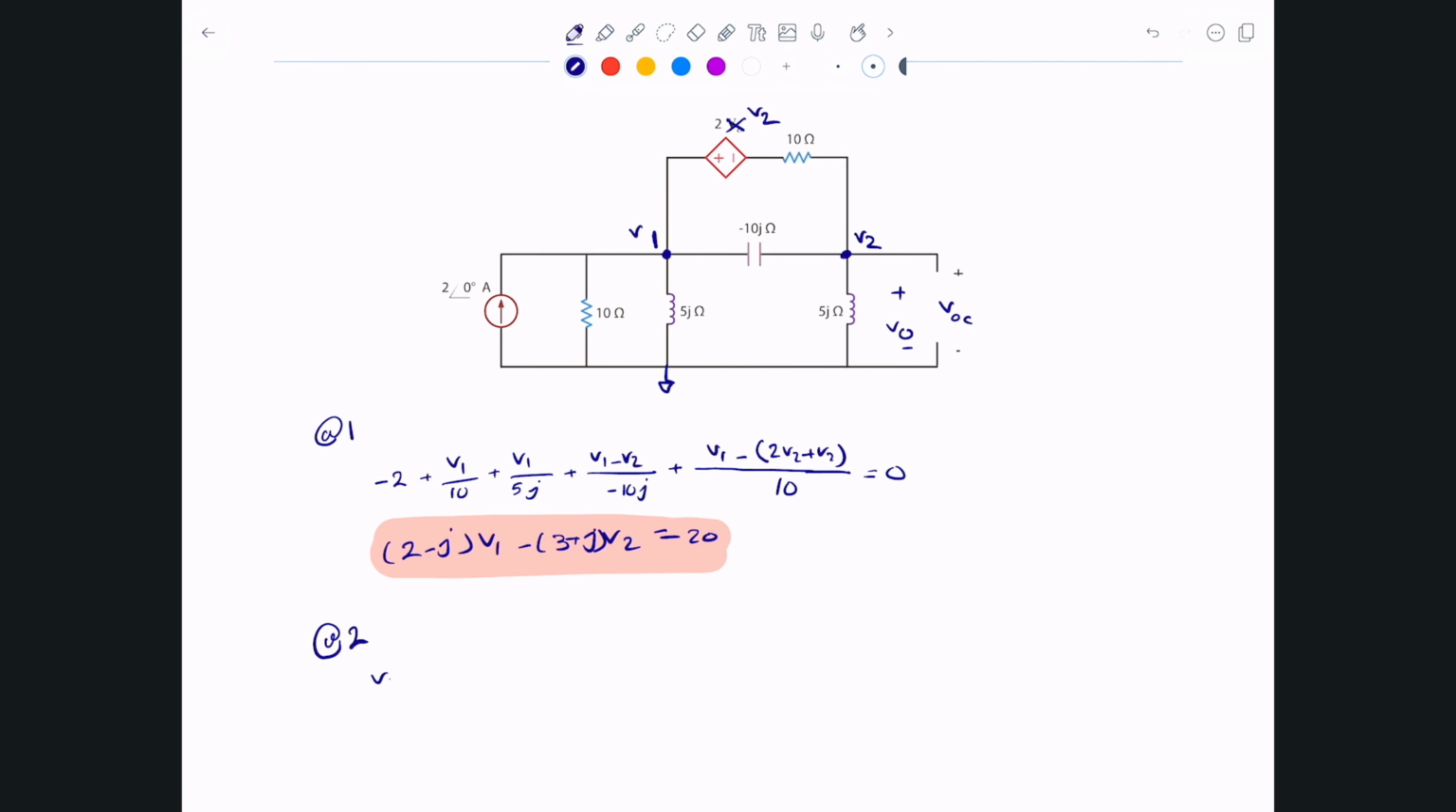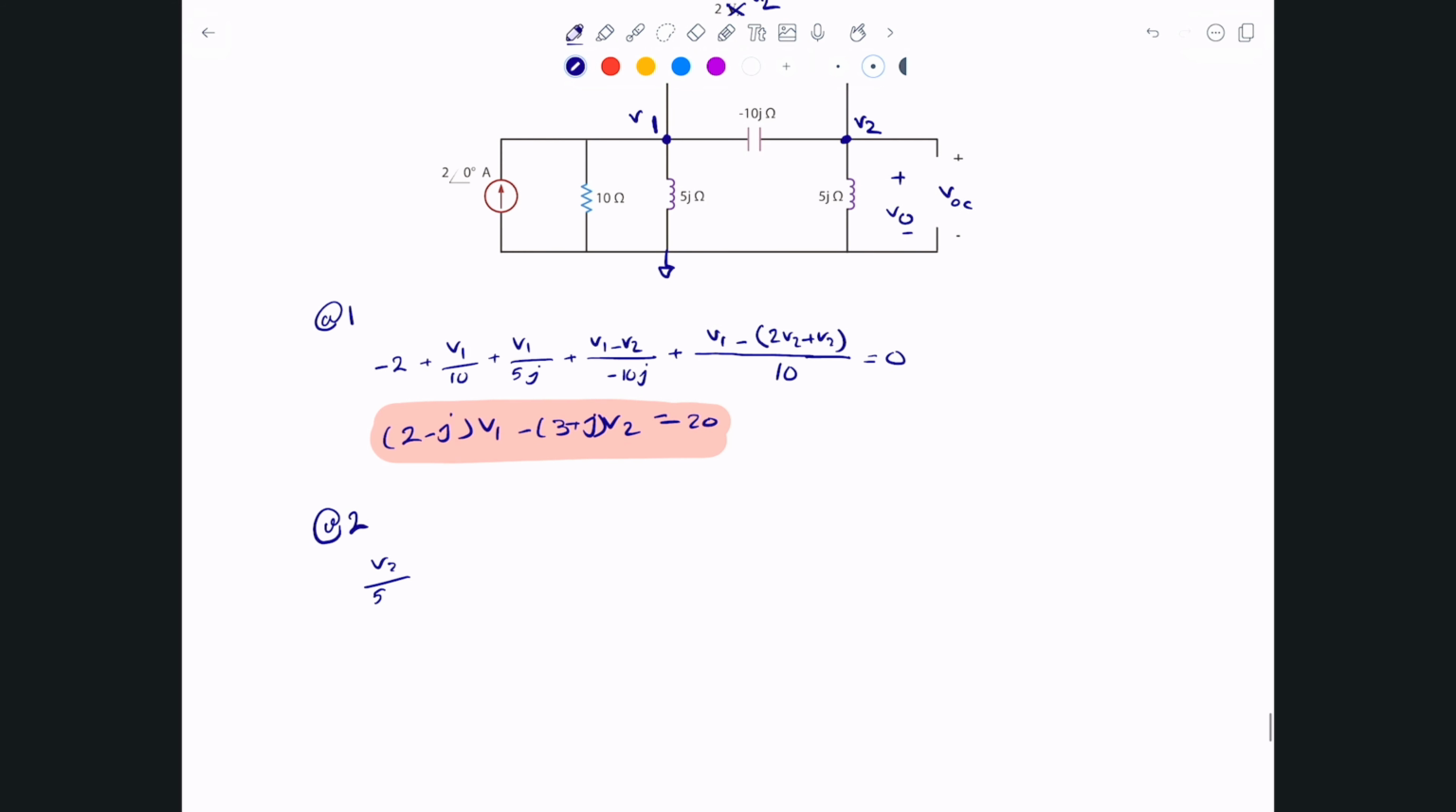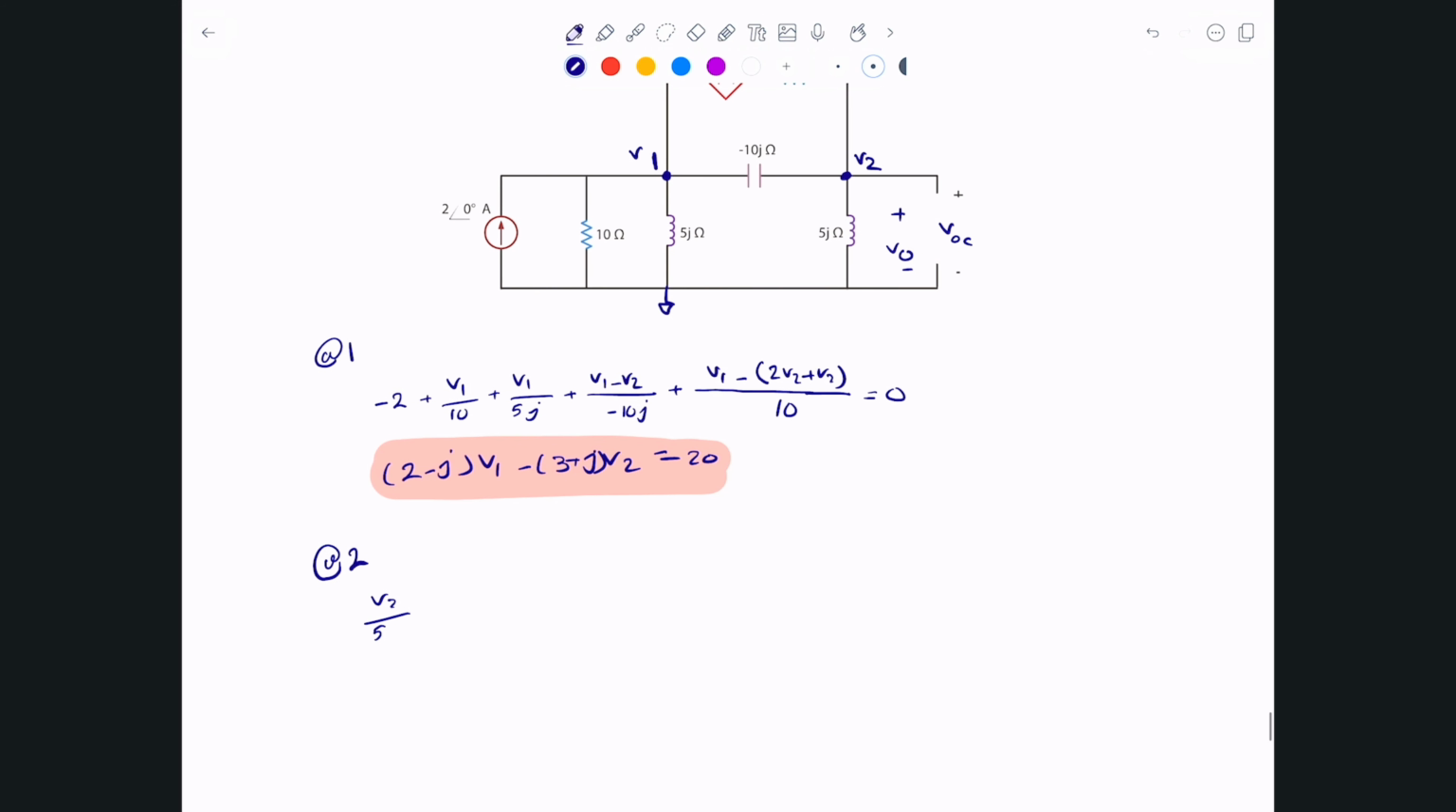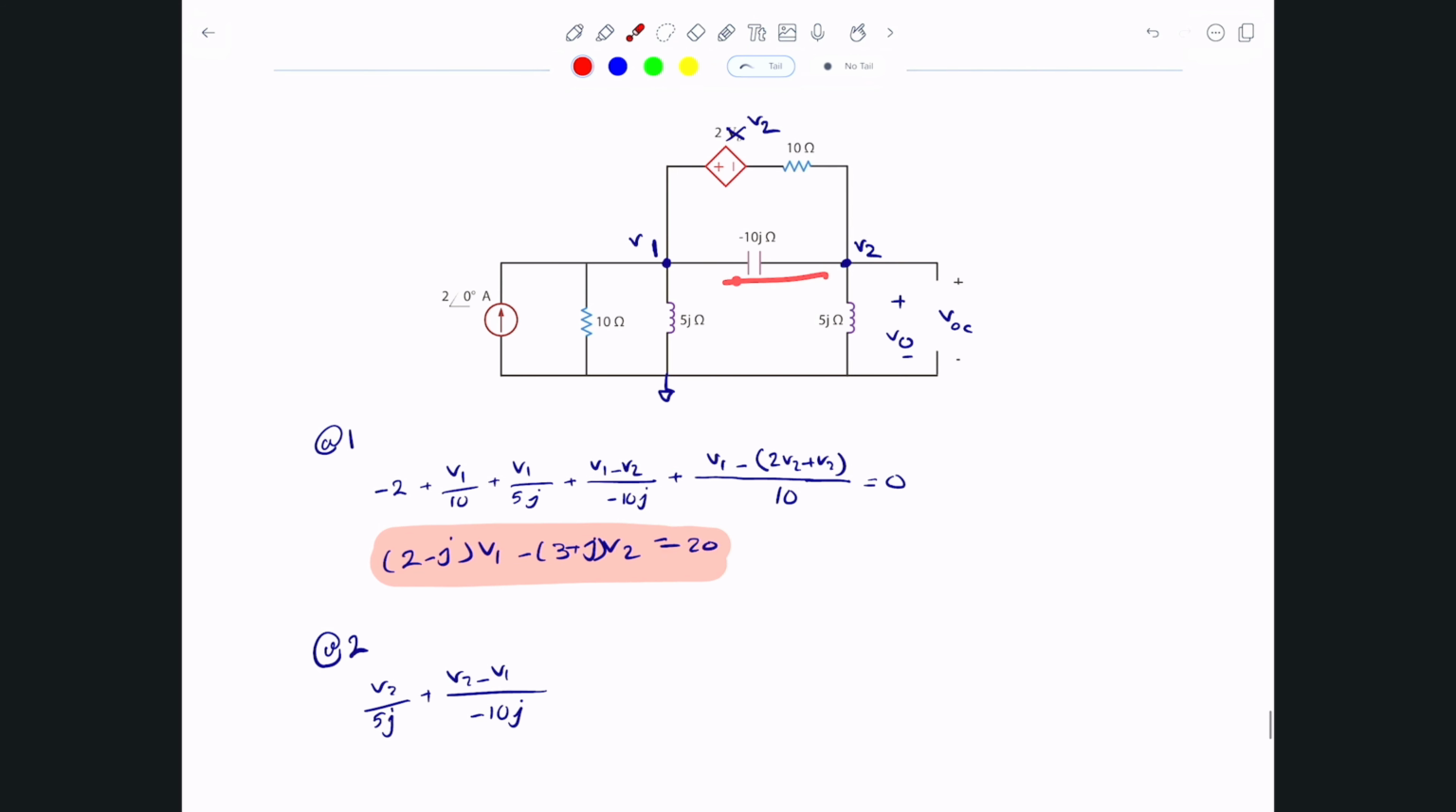We have first V2 divided by 5j, plus V2 minus V1 divided by -10j. This is the current flowing here. And of course, we have the last current here, which is the opposite of the one we just wrote, which is 2V2 plus V2 minus V1 divided by 10. This is pretty much the opposite of the one here. So what we need is V2, and of course we're going to add the 2V2 to it, minus the V1, divided by 10, and that should be equal to 0.